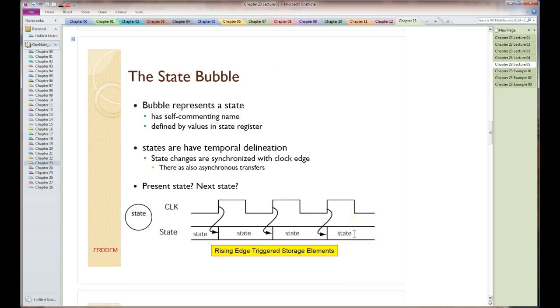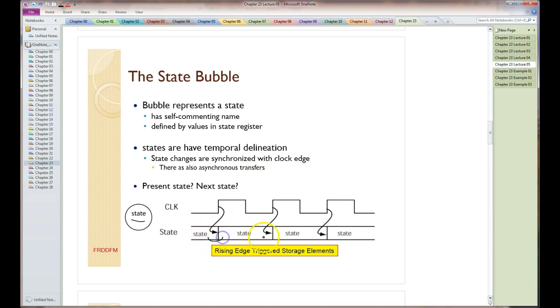The heart of the state diagram is the state bubble. The state bubble represents a state. State represents memory. Generally speaking, when we draw these things, we give them self-commenting names. These states do represent what's being stored in the state registers, and it's not always apparent what exactly is being stored in the state registers. That's almost like a separate function that you don't really need to deal with at this point. Particularly, what we're going to be doing is abstracting to a higher level. States have a temporal delineation, for lack of a better word.